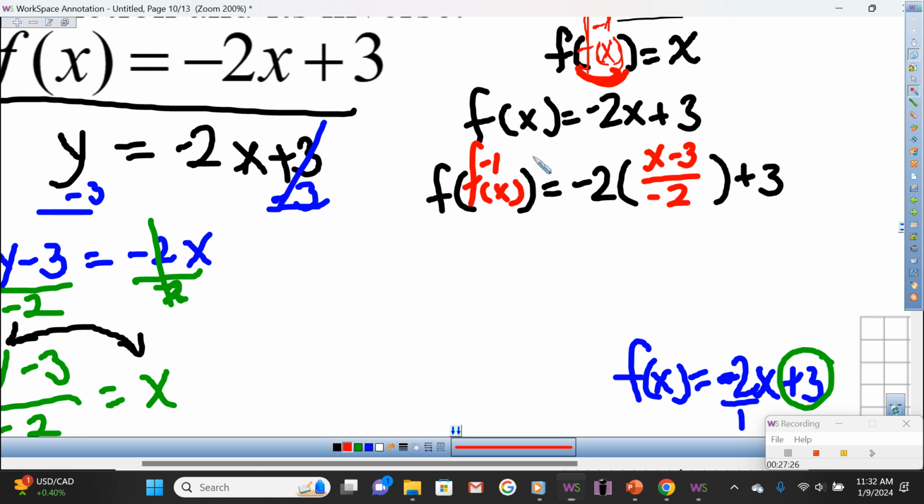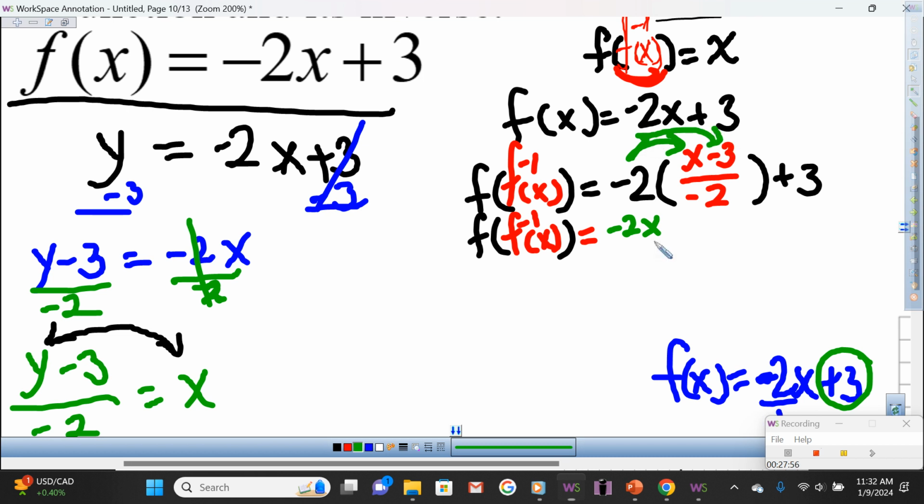All right? The left side stays the same because it's only telling us that we're working with the inverse. So let's write it again. The left side stays the same. And here, I'm going to distribute the negative 2 in here. So negative 2 times x is negative 2x. Negative 2 times negative 3, that's positive 6. And all that over what? Negative 2. Bring down the plus 3. This last part.